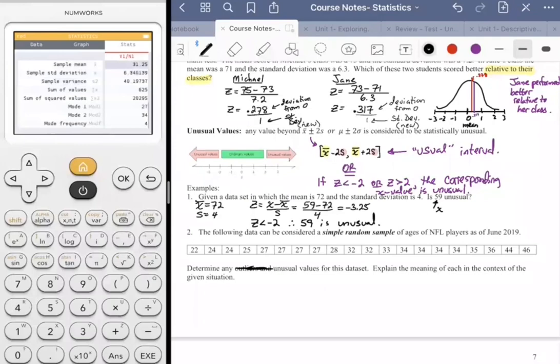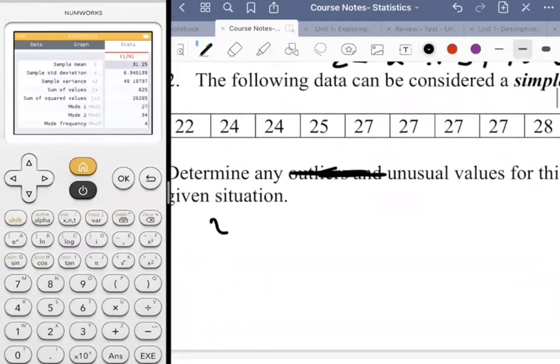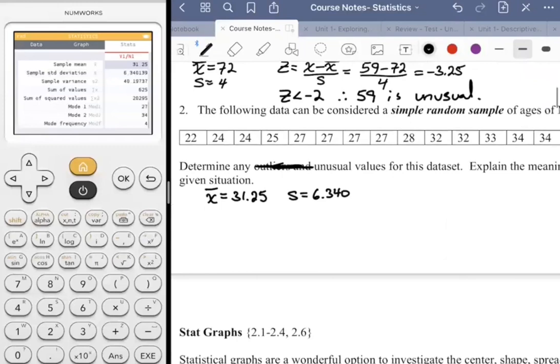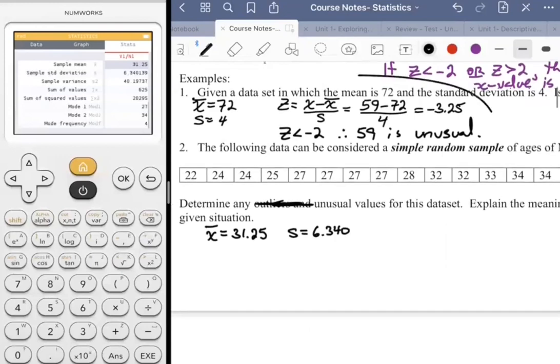The sample mean is 31.25, so x bar is 31.25, and s, the sample standard deviation, is 6.340. All right. So I don't want to go the z-score route here, because then I'd have to compute a z-score for every number that I suspect is an unusual value. I don't like the sound of that. I'd rather do x bar minus 2s, x bar plus 2s.